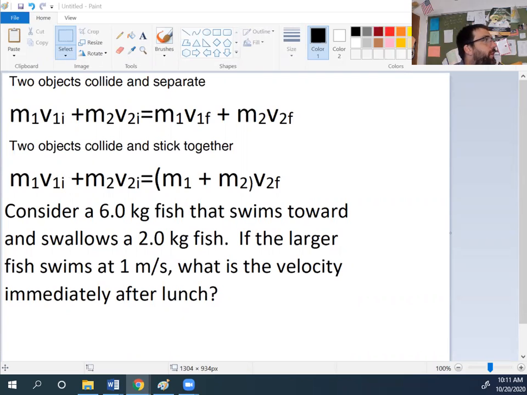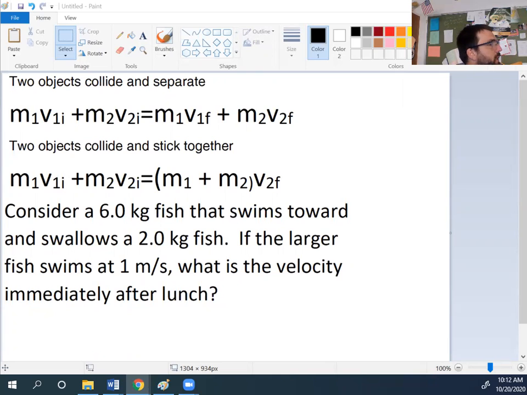So the law of conservation of momentum states that momentum does not change, okay? The momentum before and after a collision is the same. So we've got two equations here now. They're saying the same thing, okay? They're saying the same thing, but they're a little bit easier to use if you differentiate them these ways, okay?